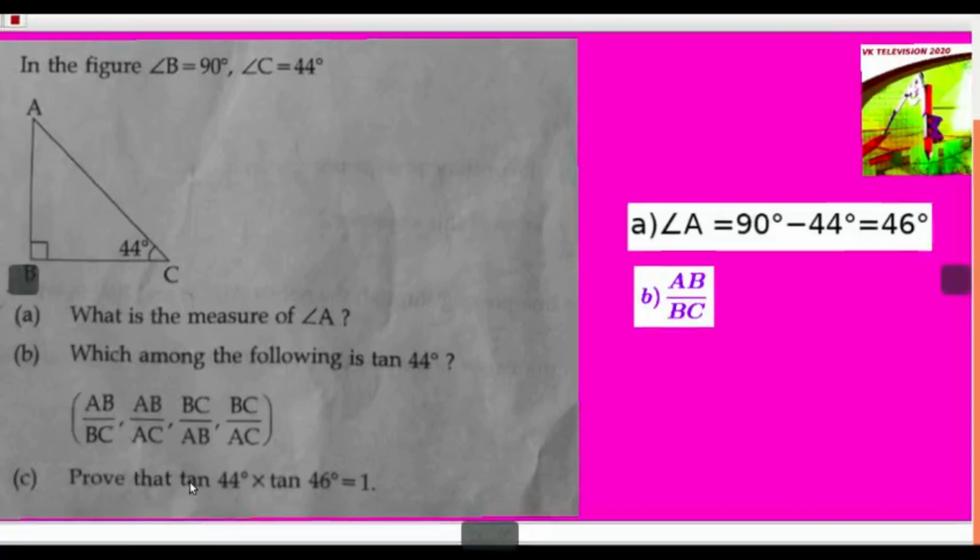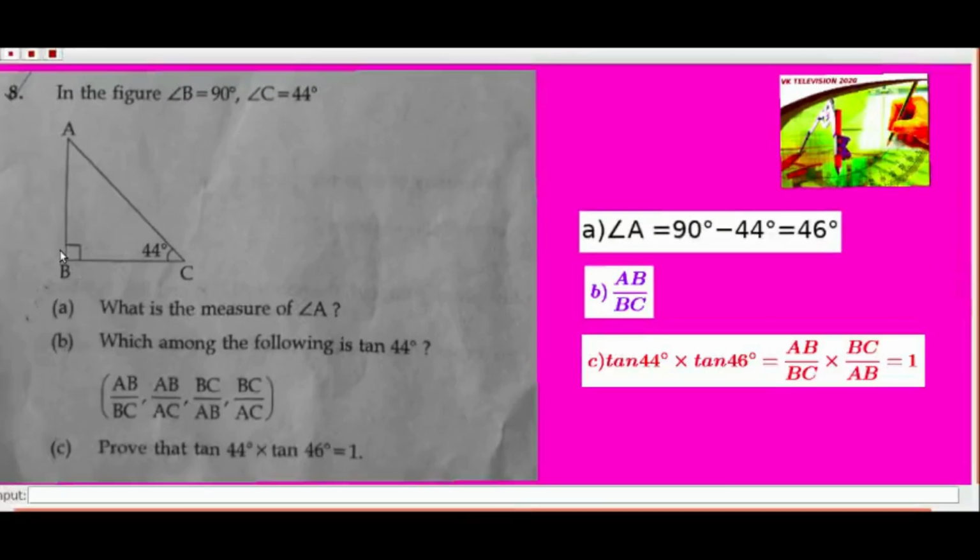Prove that tan 44 into tan 46 equal to 1. We already obtained tan 44 is equal to AB by BC. Now this angle is 46. Sum of these two angles is equal to 90 degree, so this angle is 46 degree. So tan 46 equal to BC by AB. So tan 44 into tan 46 equal to AB by BC into BC by AB, where AB is cancelled and BC is also cancelled, is equal to 1.